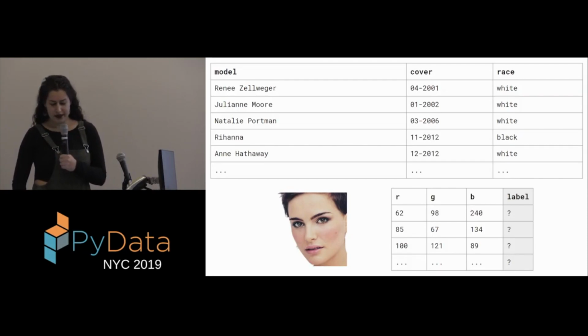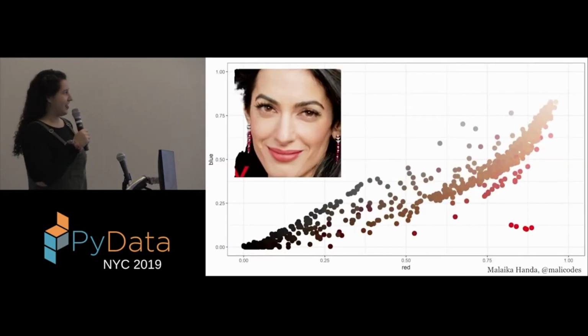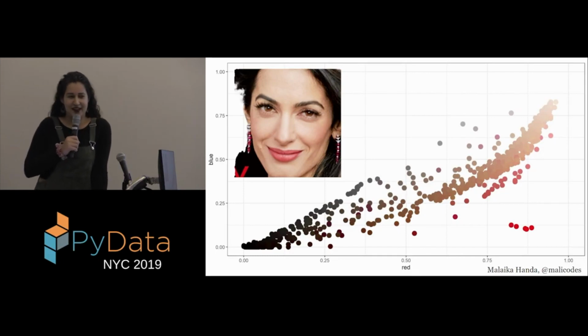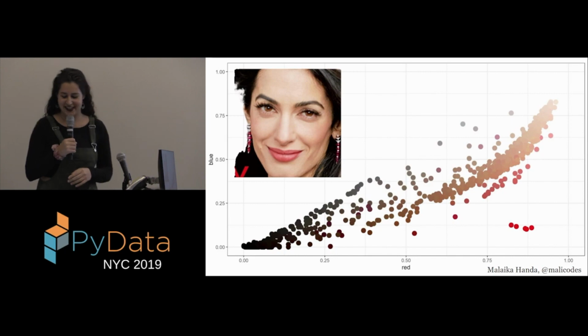Cool. So let's go into k-means a little bit. And we're going to use Amal Clooney as an example here. So what I did here is I sampled about 1,000 pixels from this image randomly. And I plotted them in 2 dimensions. So here, red and blue. And that's just because 2 dimensions is a lot easier to look at on a screen than 3 dimensions.